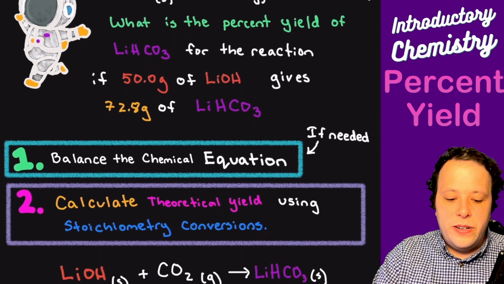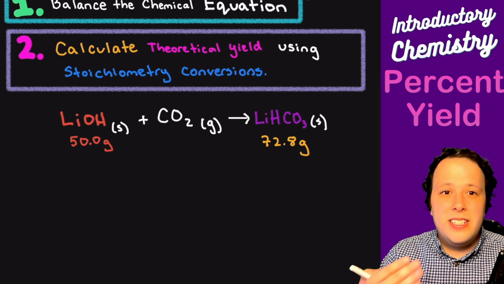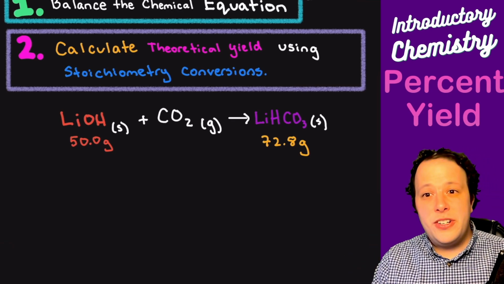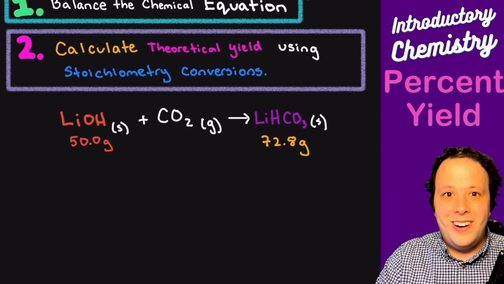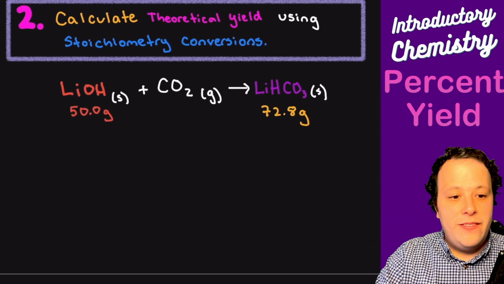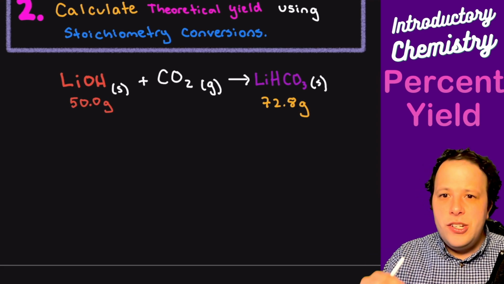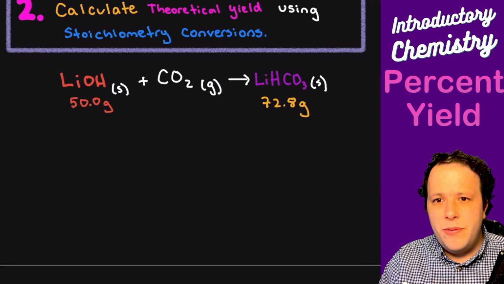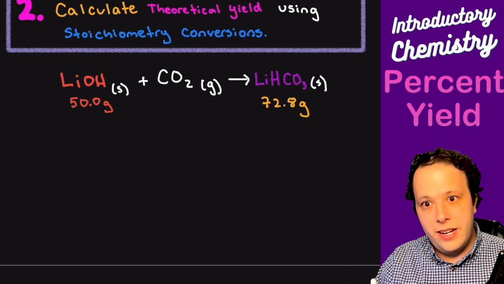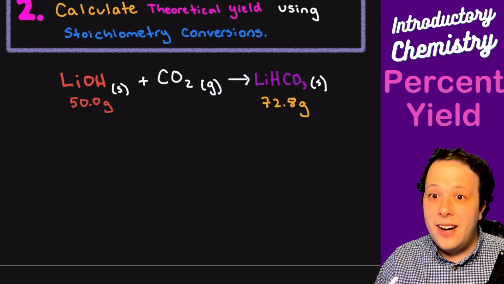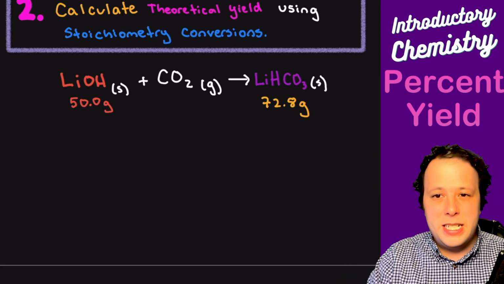So what we need to do is calculate the theoretical yield using stoichiometry conversions. We want to write down all the important pieces of information we were given, which was 50 grams of lithium hydroxide, and then what our actual yield was, which was 72.8. Keep in mind, whenever there's an actual yield involved, it's generally given to you in some form, or it's what you did in the lab. It has to either be given to you or you did it yourself. You generally can't calculate it unless you were given the percent yield.